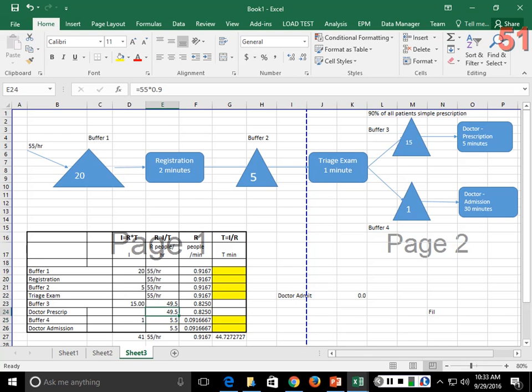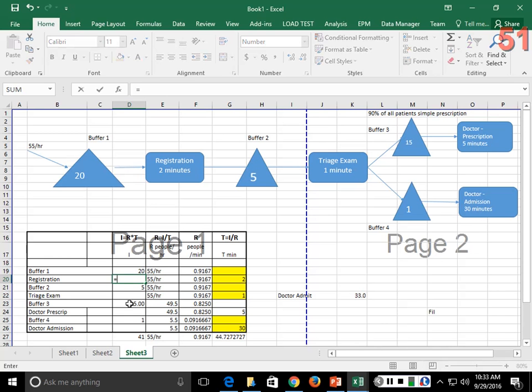Then with that being said, Andrew, what do I know about flow times? You can't just add them up. I can't just add them up, but what am I given in the problem? You're given the throughput. So what flow times for each activity? That's what I'm looking for now. You've got 2 minutes at registration, and then 1 minute at the triage exam. Great. It says doctor prescription takes 5 minutes, and doctor admit takes 30 minutes.